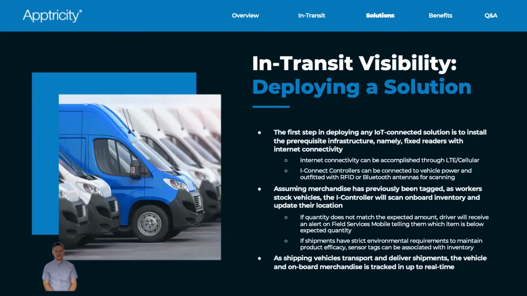So how do we deploy a solution? We kind of talked about this a little bit already. You might recognize this from part 1 if you were with us: the first step is to install the prerequisite infrastructure. We're talking again about fixed readers, or iConnect controllers if you want to use Aptricity vernacular, with internet connectivity. You may remember from part 1 that we talked about controllers that can use Wi-Fi, Ethernet, or LTE or cellular. If you think about the context of a shipping vehicle, we're really only seeing LTE and cellular, because you can't really hook it into an Ethernet connection. Obviously, that would require something static.